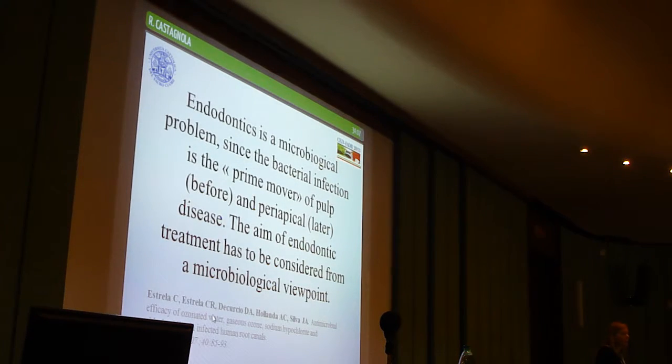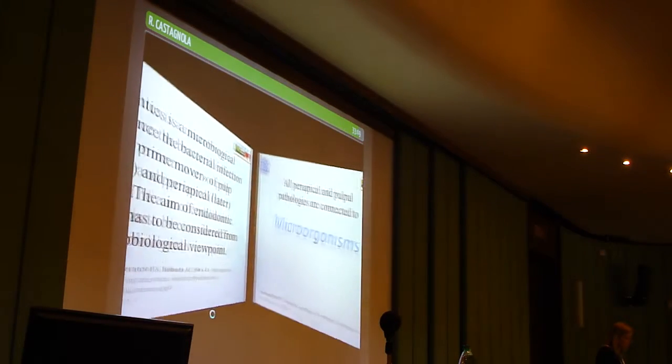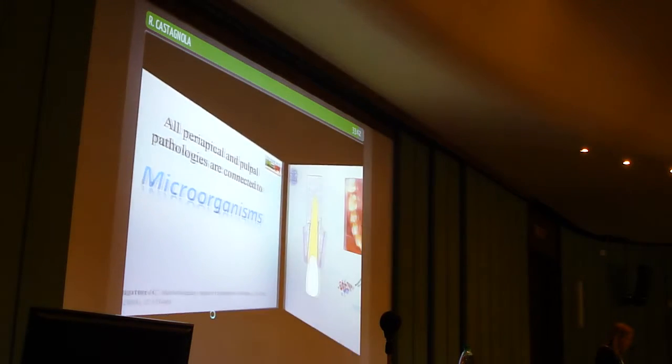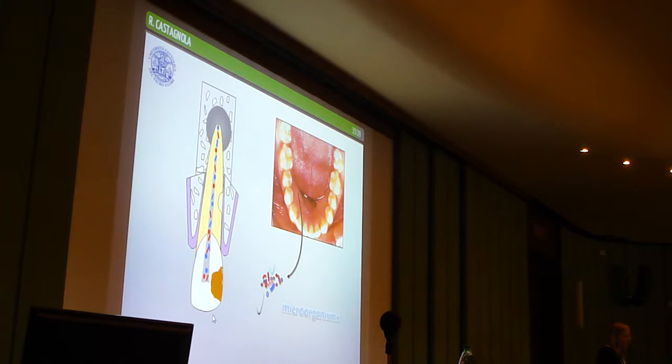I want to remind you that endodontics is a microbiological problem, since bacterial infection is the prime mover of pulp and periapical disease. The aim of an endodontic treatment has to be considered from a microbiological viewpoint. In fact, all periapical and pulpal pathologies are connected to microorganisms. The microorganisms of our mouth can infect the enamel and the dentin and then provoke a periapical inflammatory lesion.